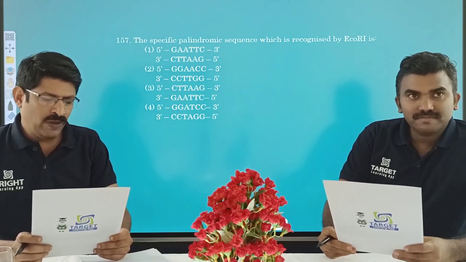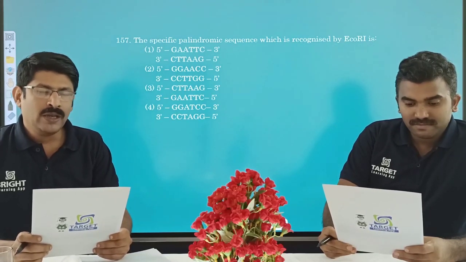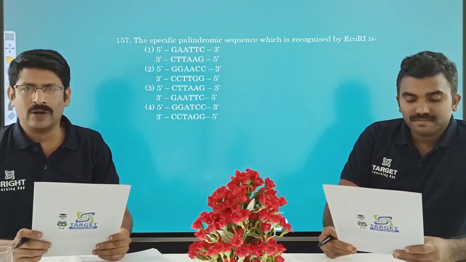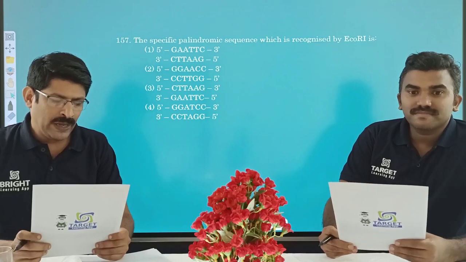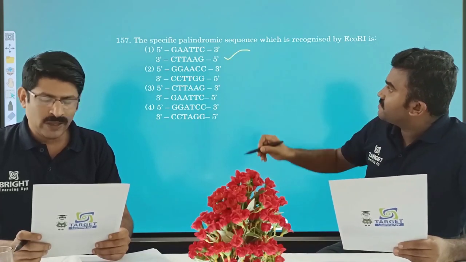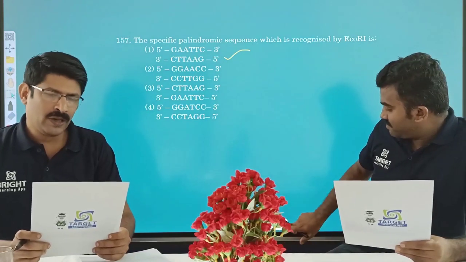And 157, again from biotechnology, first chapter. The specific palindromic sequence which EcoRI recognizes, isolated from Escherichia coli by Boliver and Rodriguez, is GAATTC, the palindromic sequence. So the answer is 1.